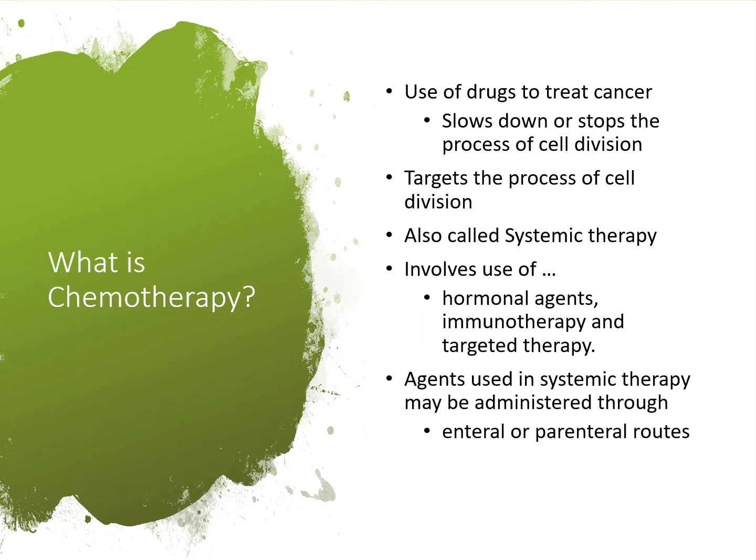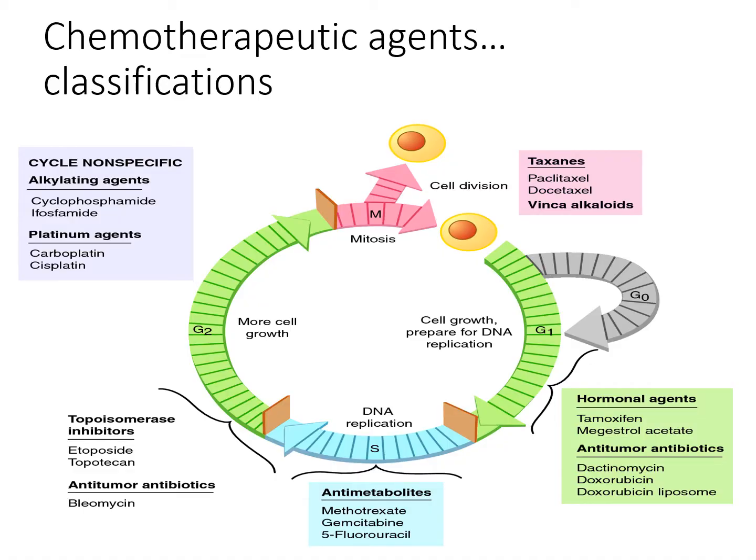So chemotherapy is done using hormonal agents, immunotherapy agents, or targeted therapy. There are also some called systemic therapy. The agents used in systemic therapy can be given by mouth, that's enteral, or through the veins or muscles, that is the parenteral routes. Just to emphasize again, there are several slides that describe this in the handout. The chemotherapy agents are classified into different groups.